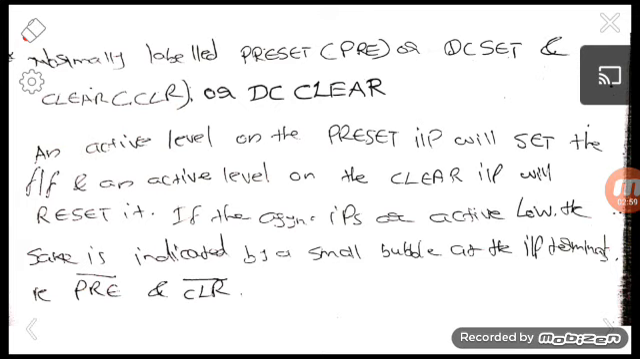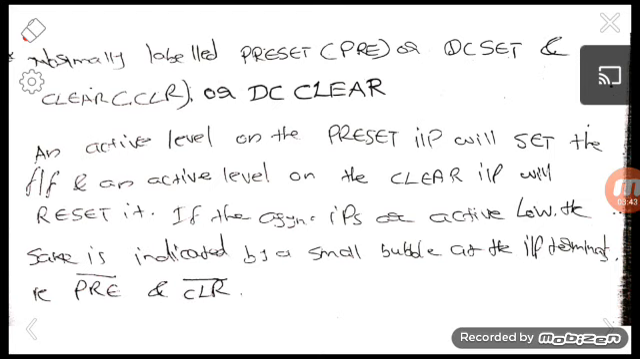An active level on the preset input will set the flip-flop, and an active level on the clear input will reset it. That is, if you give a 1 to the preset input, the output of the flip-flop will be 1, whatever the other synchronous inputs may be. And if you give an active level on the clear input, the output of the flip-flop will always reset. That is, the output Q will be 0.